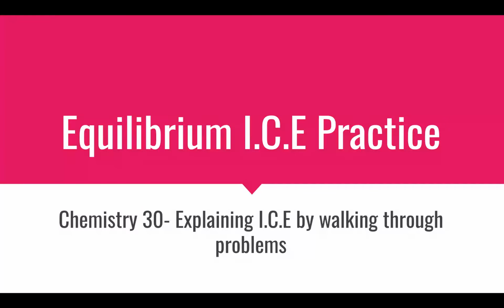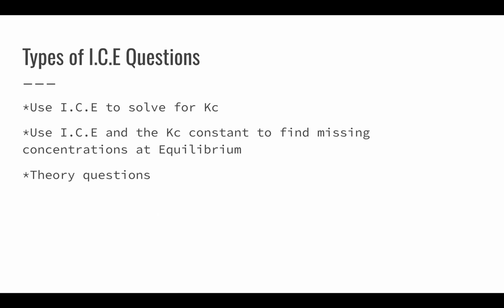Okay, so in Chem 30 right now, we are moving on with some ICE questions. These are questions that involve equilibrium, but instead of giving equilibrium, you're giving initial conditions. So there are three types of questions you can have when you're using the ICE chart.